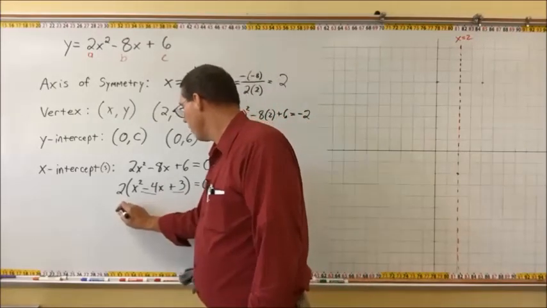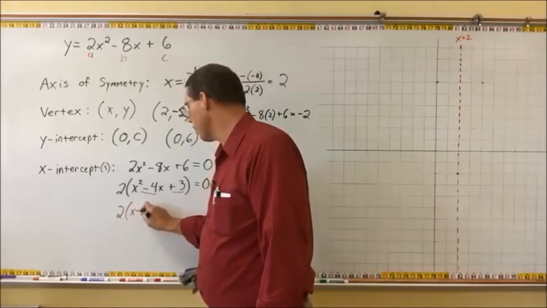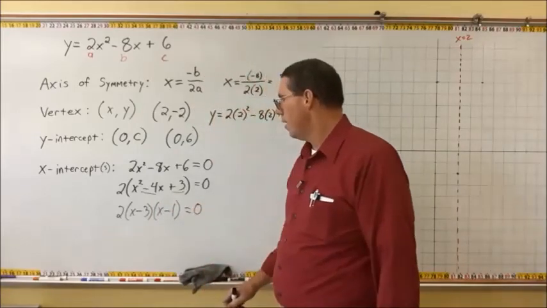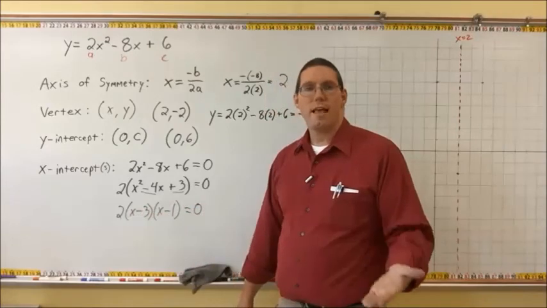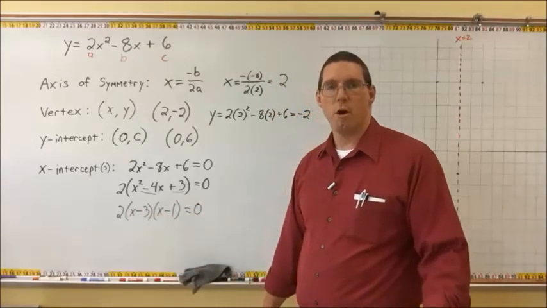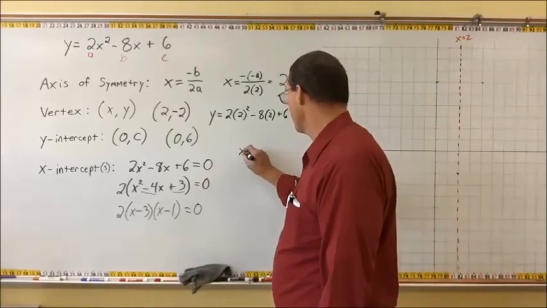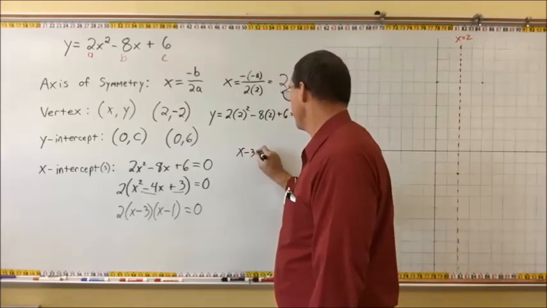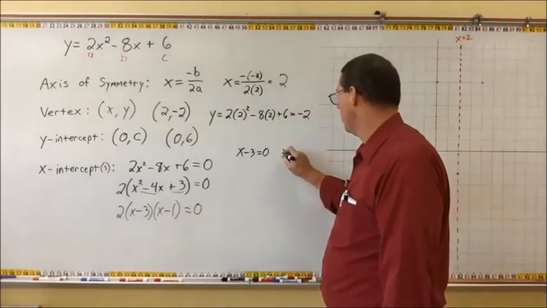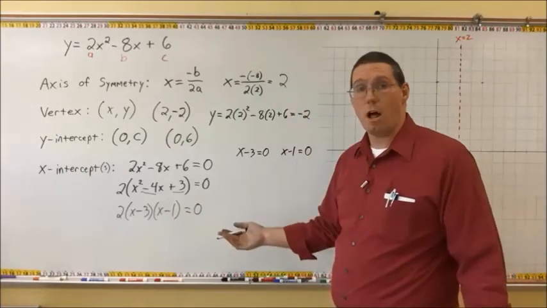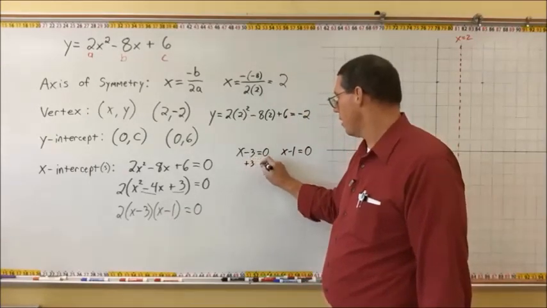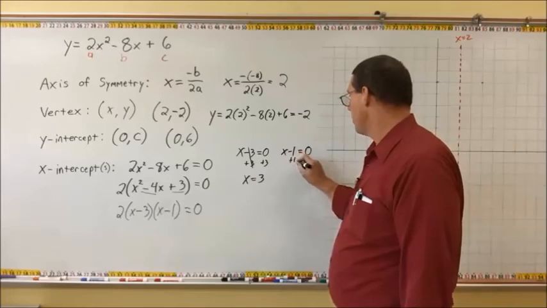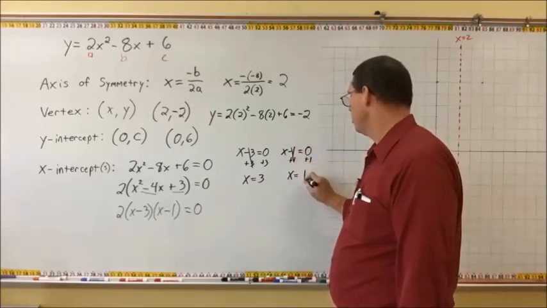So this is going to factor. I'm going to bring down the 2. Then it's going to become 2 times x minus 3 and x minus 1 equals 0. And now how do we solve it from here? We set each one of the factors equal to 0 and solve. So I'll take my x minus 3, set it equal to 0. I'll take my x minus 1, set it equal to 0, and solve. I'm going to add 3 to both sides, and x is equal to 3. Add 1 to both sides here, and x is equal to 1.